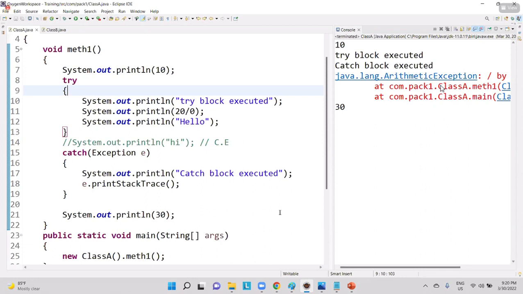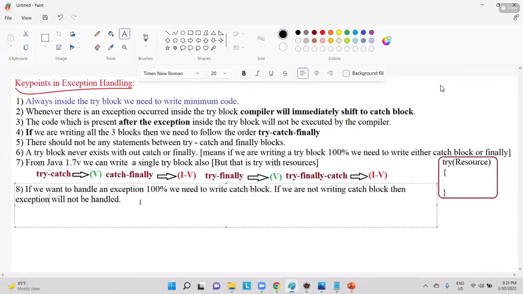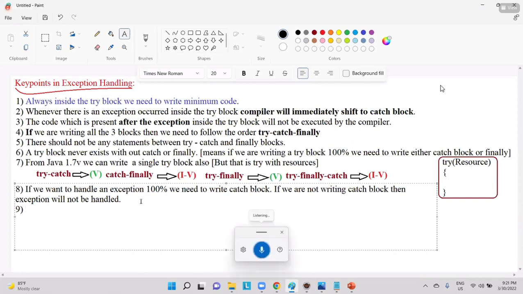I hope you're understanding me, guys. Did you understand the importance of catch block, finally block, and try block? Please tell me. Yes? Right. That is good. Now, point number 9. A single try block can have multiple catch blocks.